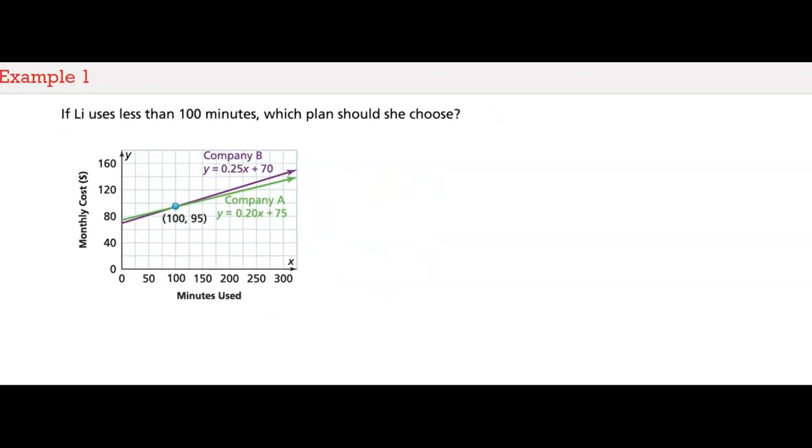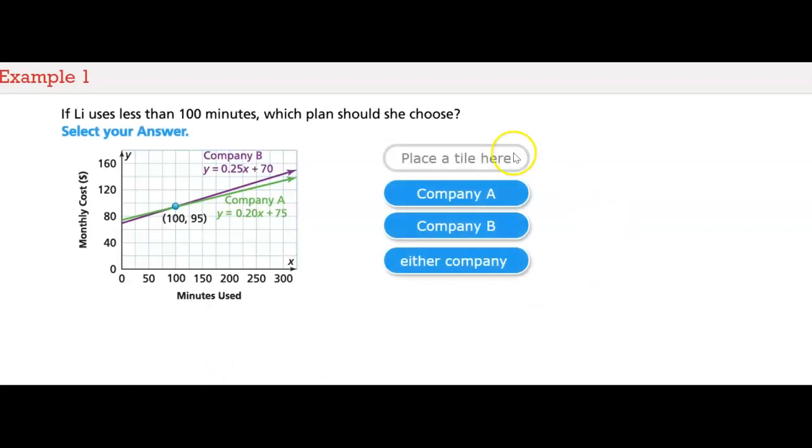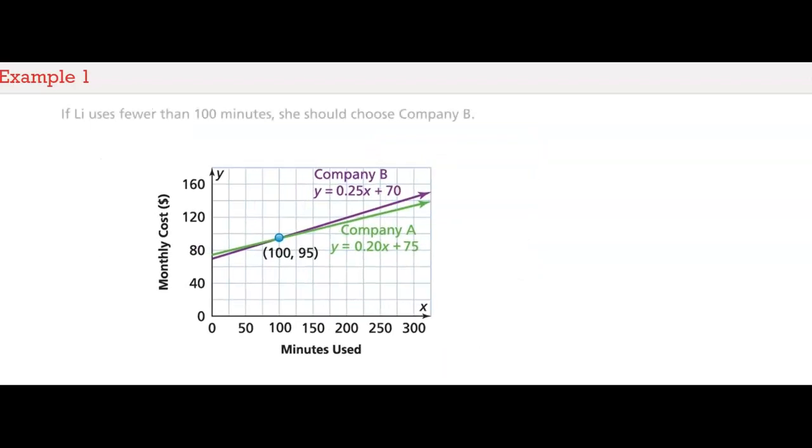If Lee uses less than 100 minutes, which plan should she choose? Select your answer. If Lee uses fewer than 100 minutes, she should choose company B because the monthly cost is lower. If Lee uses more than 100 minutes, she should choose company A for the same reason.